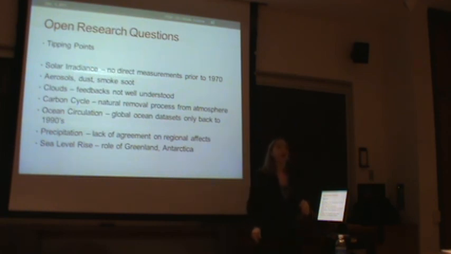And finally, sea level rise. You may have heard that in the IPCC report, the only sea level rise they really took into account was the sea level rise from thermal expansion. So just the water getting warmer and taking up more space. They really didn't take into account the effect that the Greenland ice sheets or the Antarctic ice sheets might have. And so that's another area where research is really moving forward to try to understand what that impact would be.